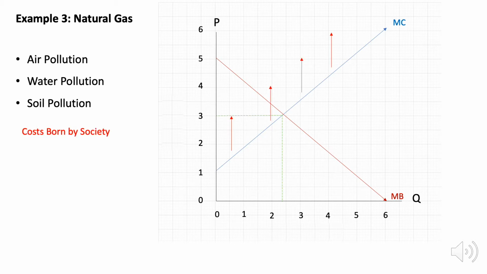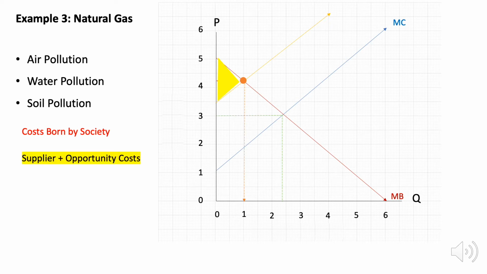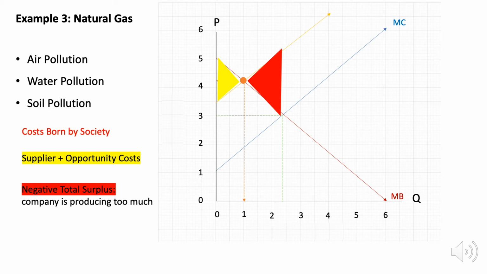Now, with negative externalities, this is taking into account society's cost of having natural gas. This shifts the supply curve up and to the left, as you can see by the yellow line now, creating a new free market equilibrium. The yellow triangle is our supplier plus opportunity costs, and this red triangle is our negative total surplus, which means that the company is producing too much, since the marginal cost will outweigh the marginal benefit, making it more costly than beneficial to the company to produce this.